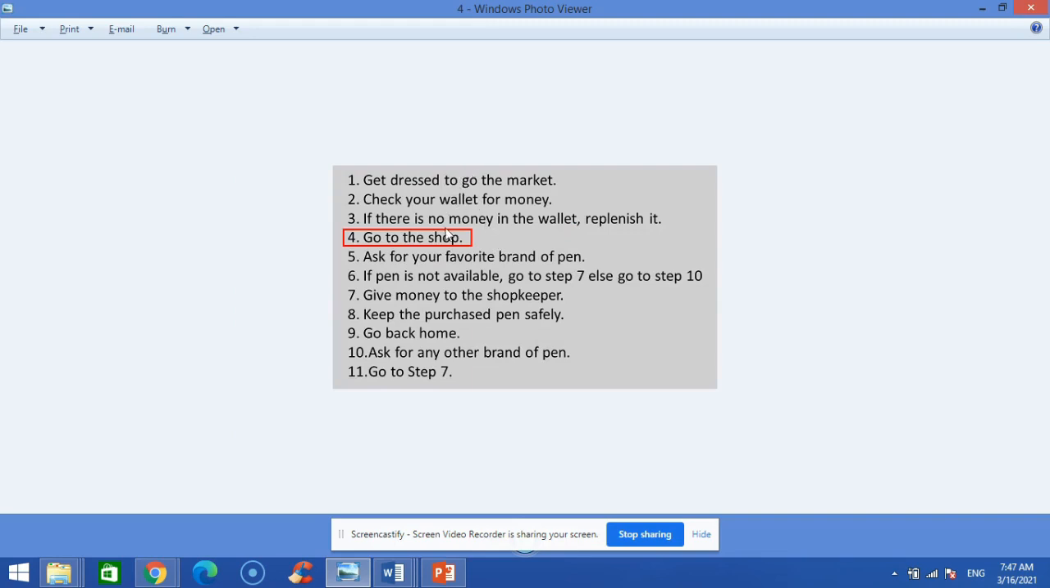Here is an example of an algorithm where we write step-by-step instructions. So when we write step-by-step instructions for any task, this is called an algorithm.